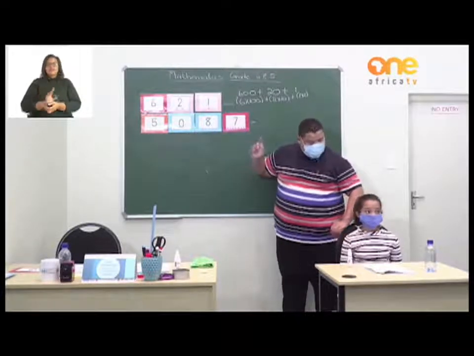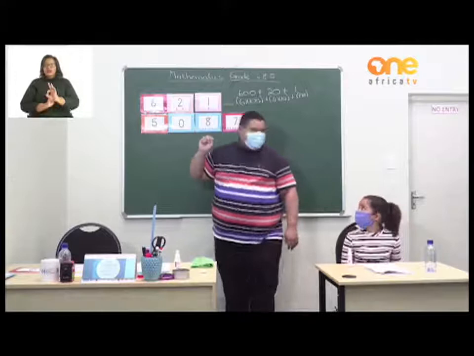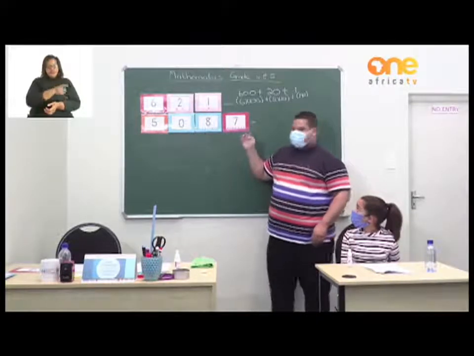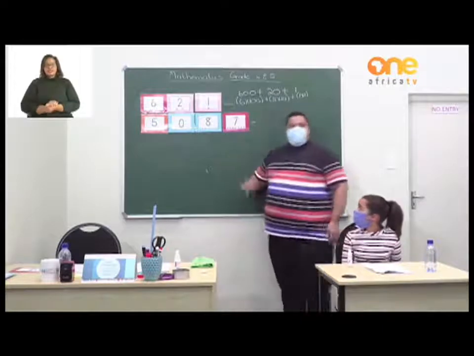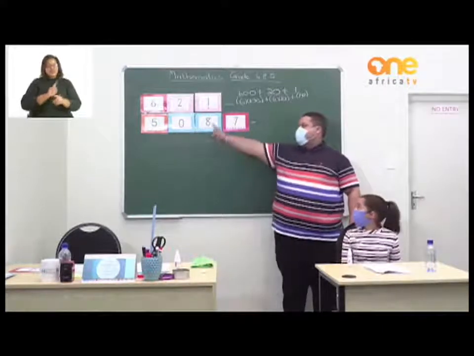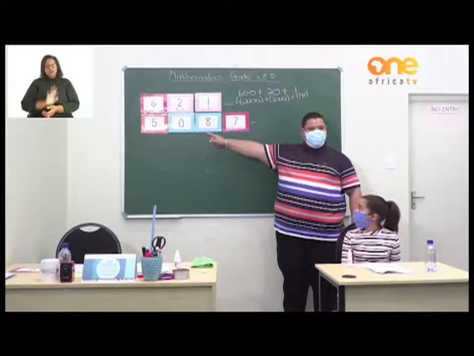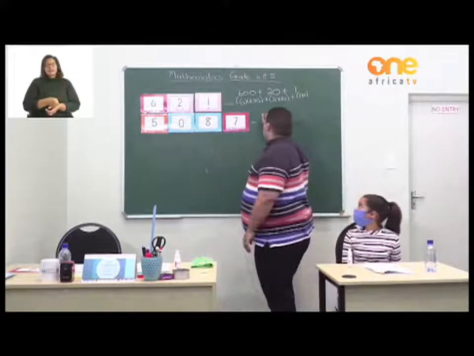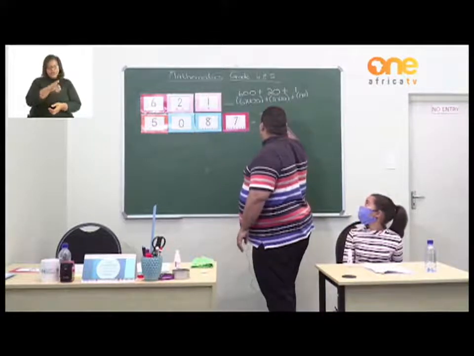5,087. Are you following? 5,087. Let's write it. What is the first number? The first number is the 5. What is the value of the 5? According to our place value, we know the 5 is in the place of 1,000, and that gives it a value of 5,000.